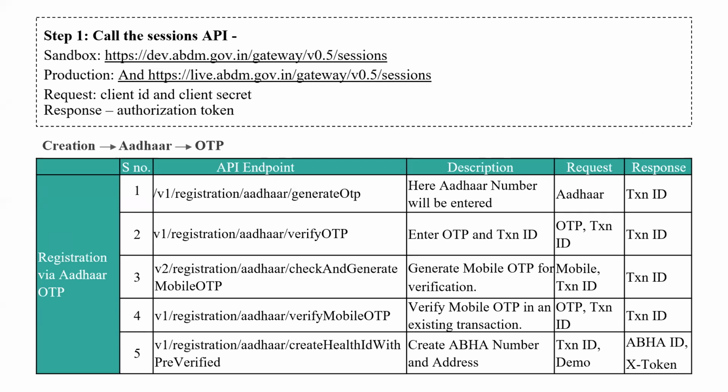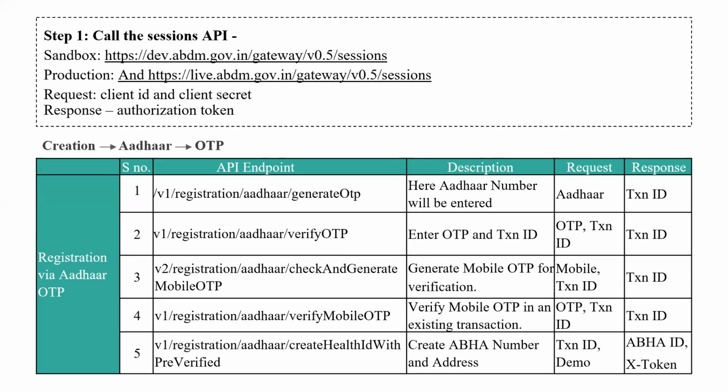How will you get client ID and client secret? That is through the sandbox exit process. You will have to apply on the sandbox and you will receive these details. In the sandbox, you will have to provide why you are trying to integrate with ABDM, what your application is, and some details about your application, and then we will provide you the client ID and client secret. Once you have received them and you have called the sessions API and received the authorization token, you can start using our APIs.